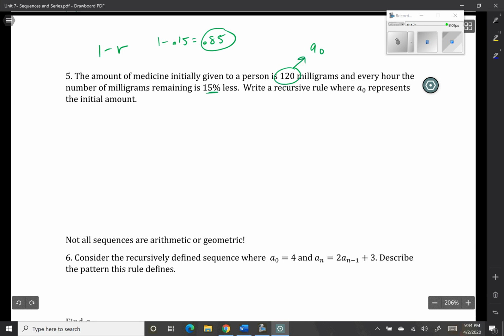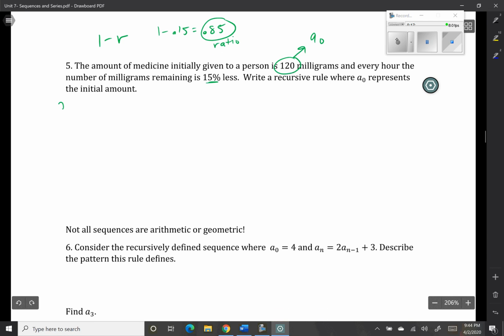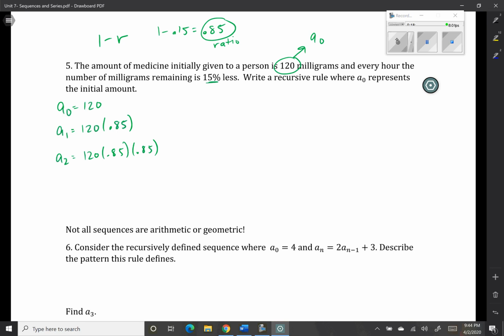This number is my common ratio. That's what I'm going to multiply by one term to get to the next. So if I start with a sub 0 as my first term as 120, to get to the next term, I would take 120 and multiply by 0.85. That's going to take 15% away from the previous term. If I do this again to find a sub 2, I'd say 120 times 0.85 times 0.85. So what you're going to notice here is the first term is 120, and the common ratio is 0.85.